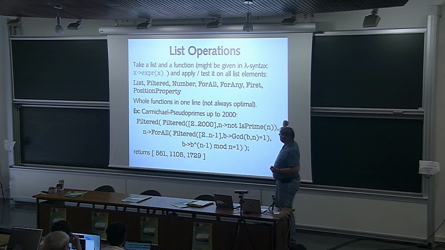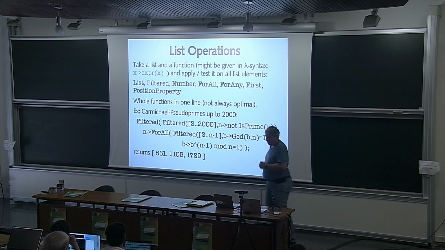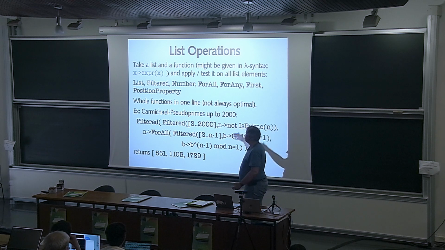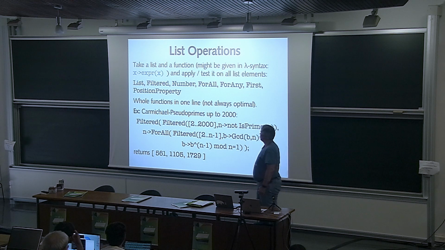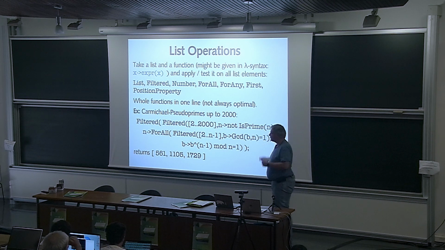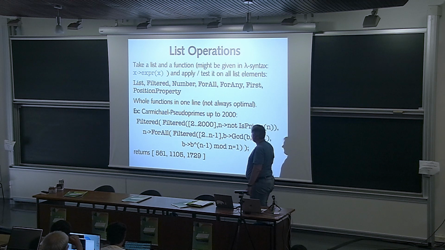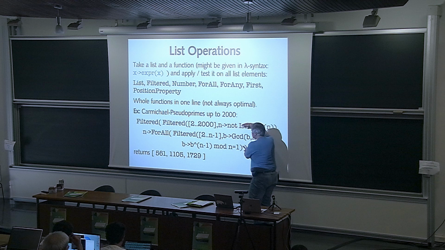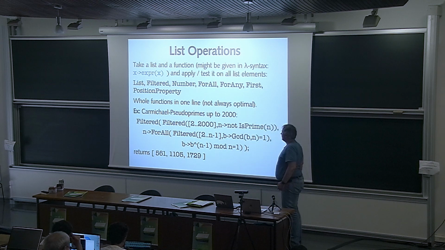To go through a list of objects and apply a function. Similarly, you can find elements with a certain property from a list, or check whether all elements in a list have a property, and one can use this essentially to write short programs without ever writing a for loop. So for example, here, this is an example of calculating all Carmichael pseudo-primes up to 2000.